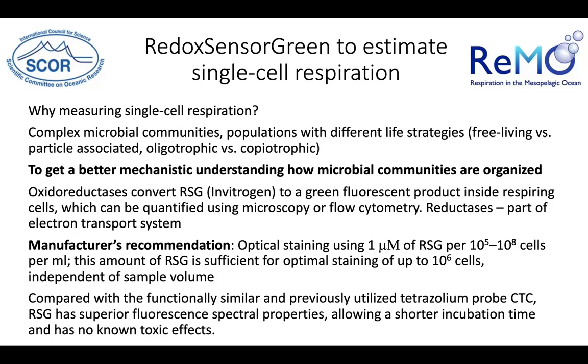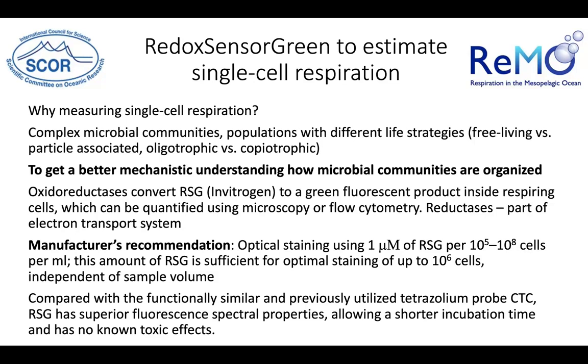And this will allow us to get a better mechanistic understanding of how microbial communities are organized under different conditions. So we used this RedoxSensorGreen, which is converted in actively respiring cells to a green fluorescent product, which can be detected easily with an epifluorescent microscope using an image analysis system, or by flow cytometry. With flow cytometry and cell sorting, you can sort these fluorescently labeled cells and do, for example, sequencing afterwards to get information on who is active and to what extent.